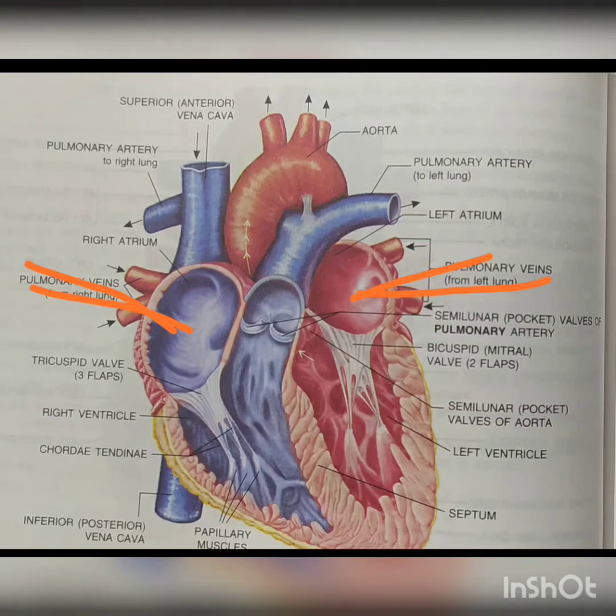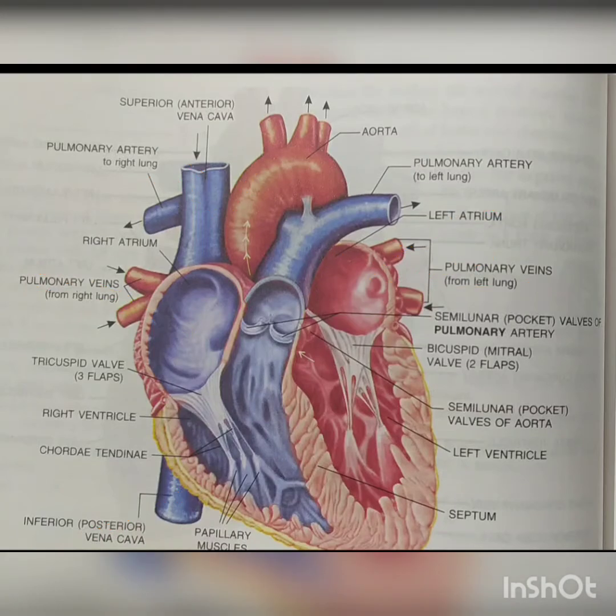The right atrium receives the blood from the large veins, namely superior vena cava and inferior vena cava. The left atrium receives the blood from the lungs through the pulmonary vein. That is why the pulmonary vein carries oxygenated blood. Both the atria are smaller than the ventricles and have thinner, less muscular walls.